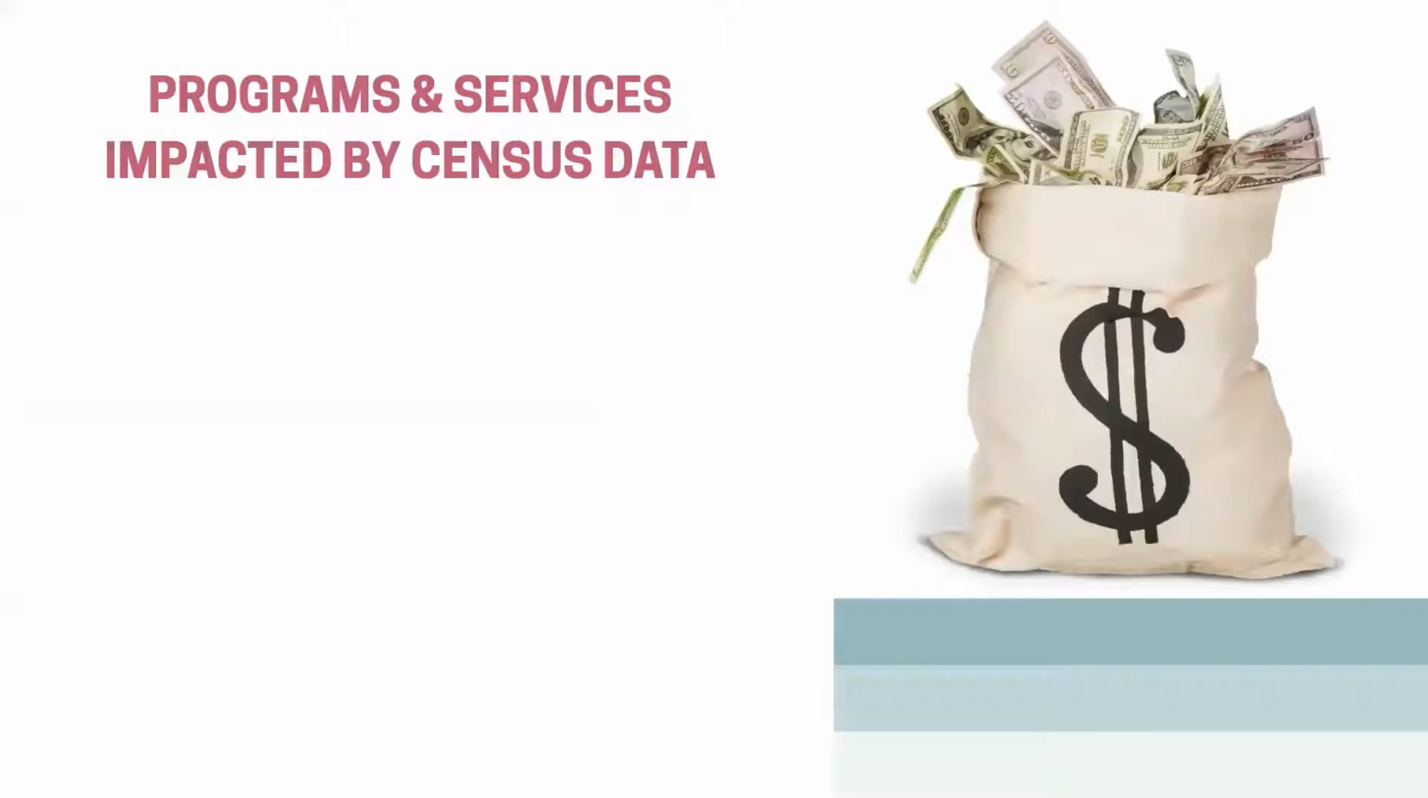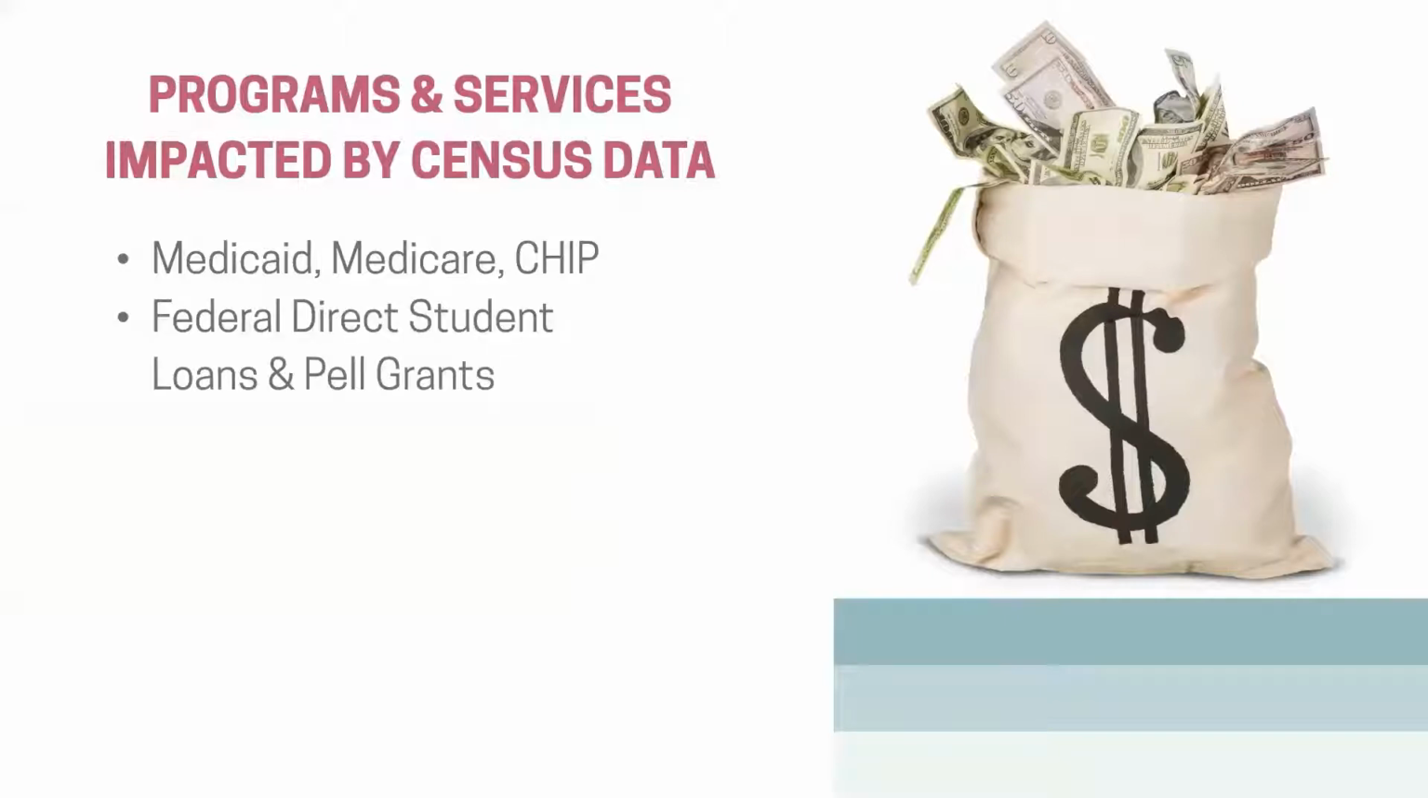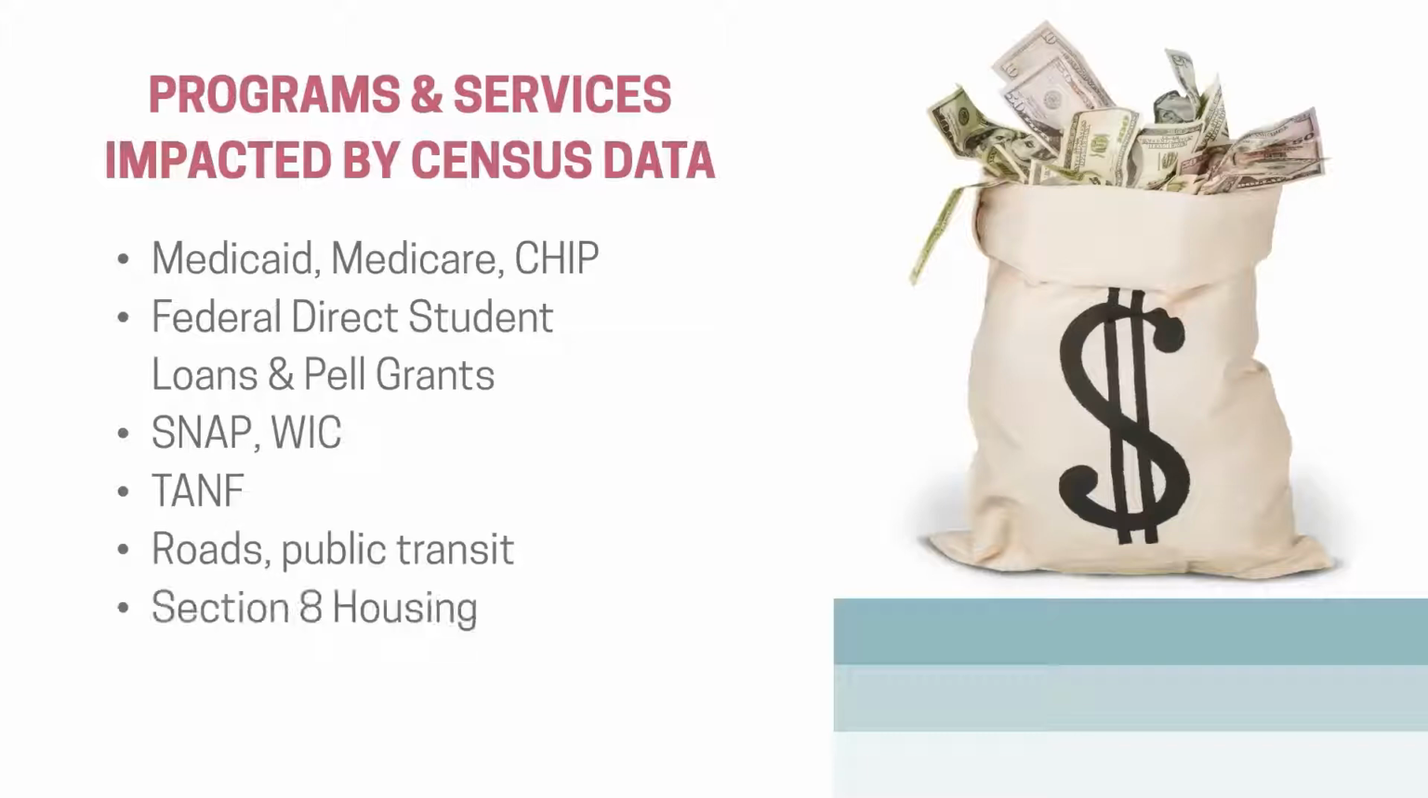The population data from the census informs the government which programs and services to fund. So for instance, Medicaid, Medicare, CHIP are all funded by the government, as well as federal direct student loans, Pell Grants, which are grants for people going into college, SNAP, WIC, temporary assistance for needy families, roads, public transit, Section 8 housing, unemployment insurance. All of these things are affected by the census data because the data tells the government where they should spend their money.